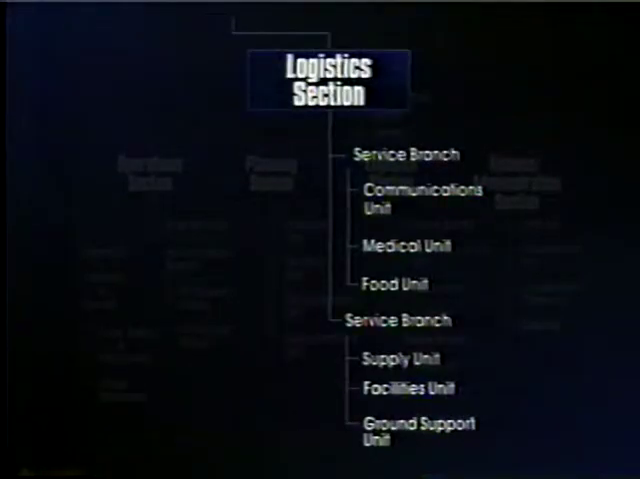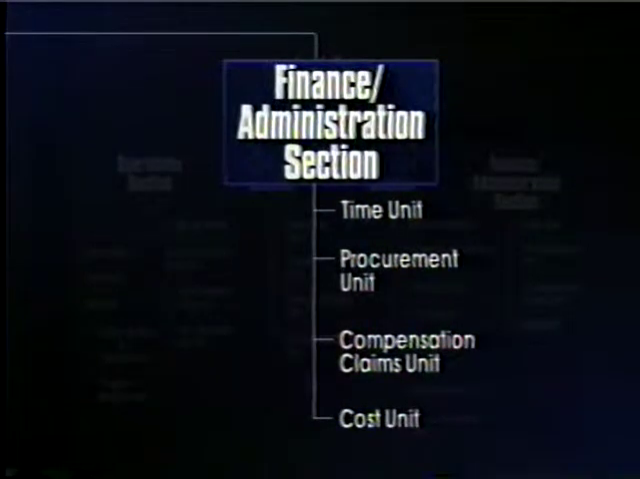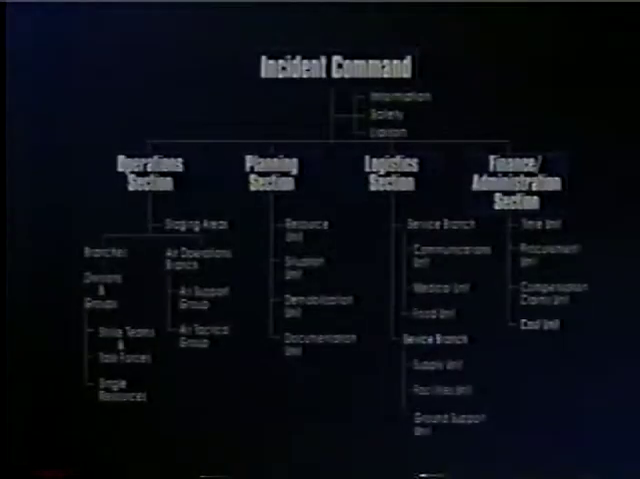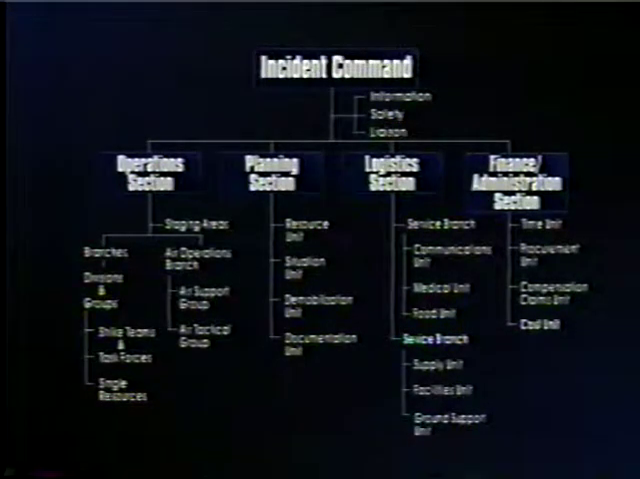The Logistics section provides resources and all other services needed to support the organization. The Finance Administration section monitors costs related to the incident, provides accounting, procurement, time recording, cost analysis, and overall fiscal guidance. On small incidents, the 5 major activities may be managed by a single individual, the incident commander. On larger incidents, it may be necessary to establish sections because the incident becomes too large and complex for one individual to adequately coordinate all these functions.